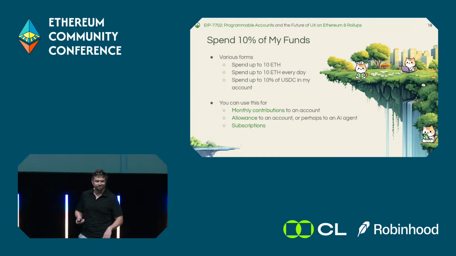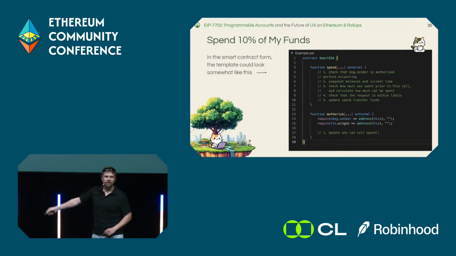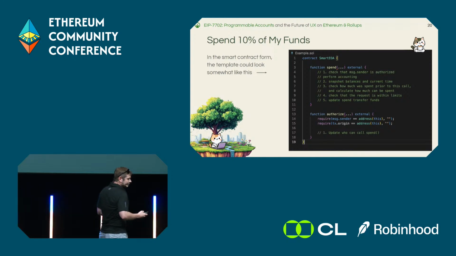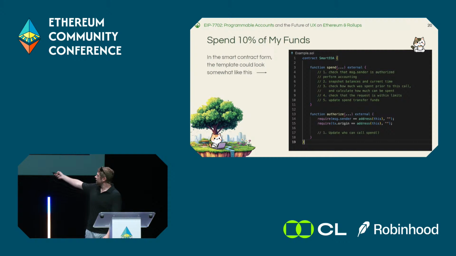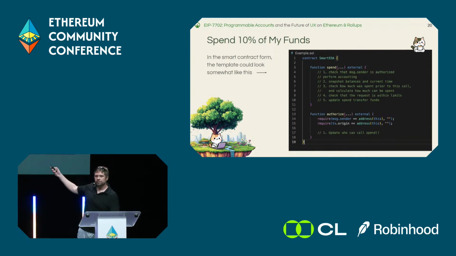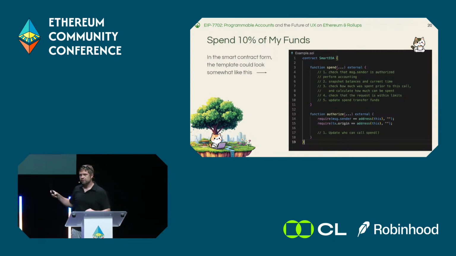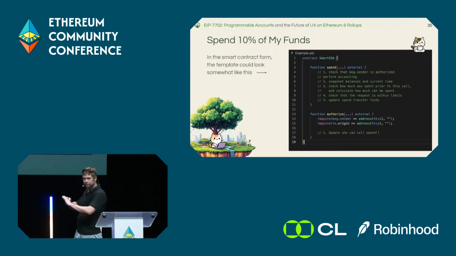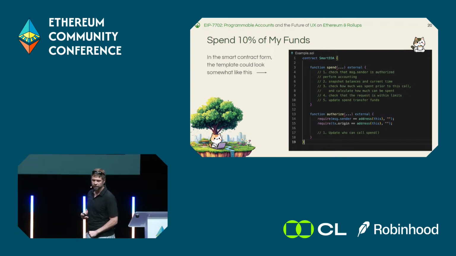How would you do it? You would do it somehow similarly to this. So you have a smart contract. You would want to delegate your EOA logic to this. That smart contract would essentially contain, or need to contain, probably two methods. One would be called spend. It would be a completely externally callable method, so anybody could come and invoke this method on your account.